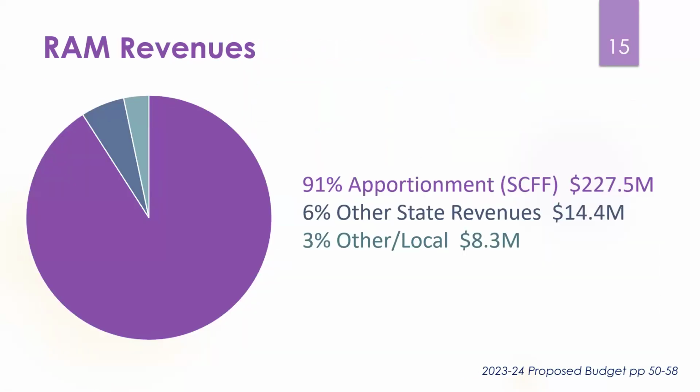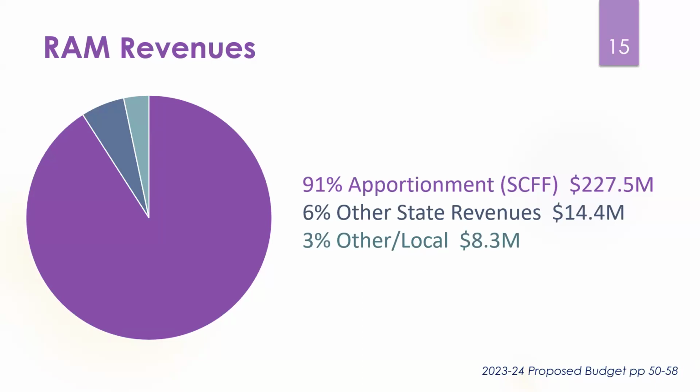So let's look at the revenues. The model includes state and local funding. We're still primarily funded by apportionment revenues through the student-centered funding formula, so it makes up 91% of our funding. Now I'm looking at that from the 23-24 budget book. So if you were to pull that up, you should be able to go to those pages and see those numbers in more detail. Then we also have other revenues. We have state revenues and local revenues, as I mentioned, and that makes up that 9% of our overall revenues.